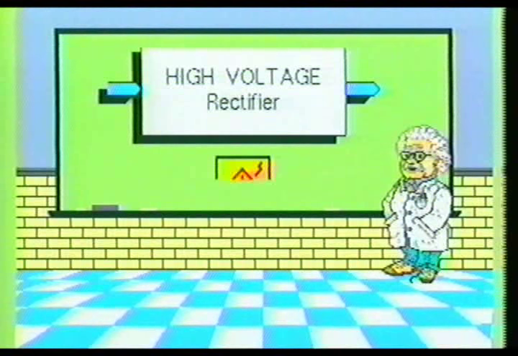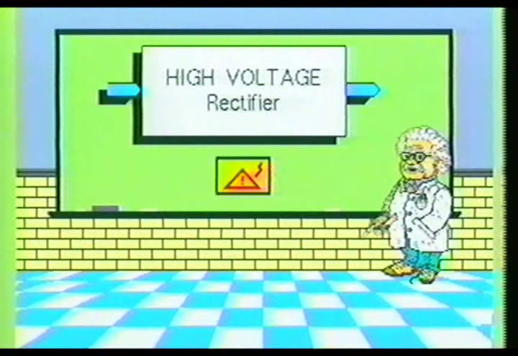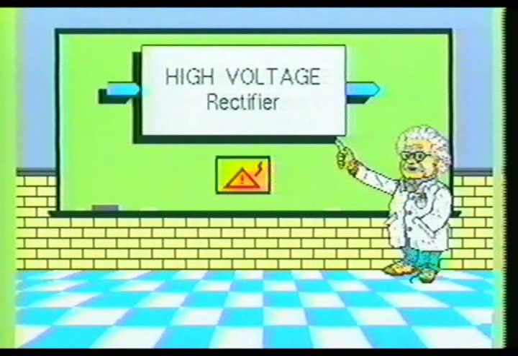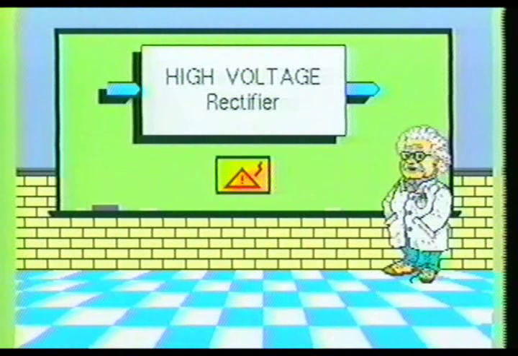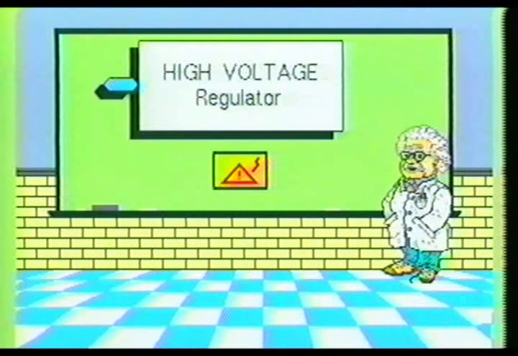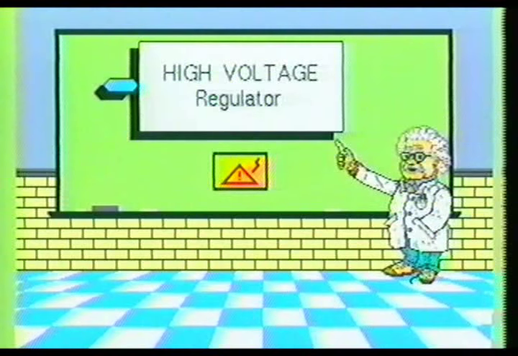The primary function of the high voltage rectifier stage is to convert the high-voltage AC signal from the horizontal output amplifier stage into a boosted DC potential. This DC voltage is then fed into the second anode of the picture tube. The high-voltage regulator stage is used to maintain a constant voltage value for the second anode in the picture tube.